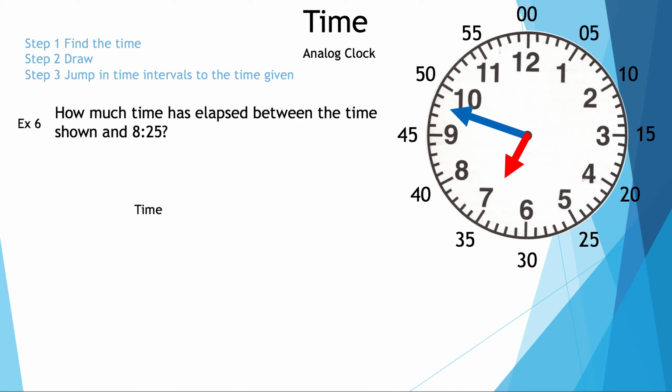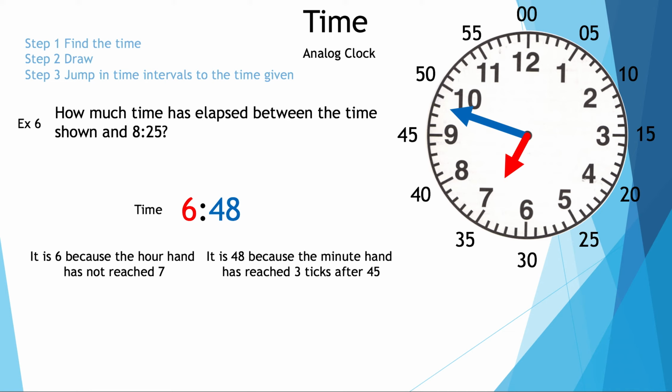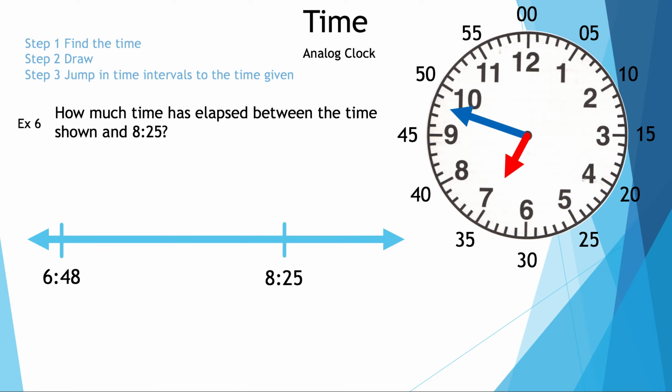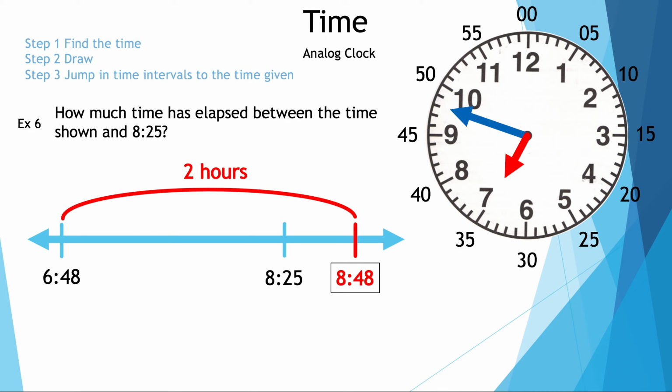Now example 2, another example like this one. How much time has elapsed between the time shown and 8:25? First of all, we need to find the time shown, 6 because it hasn't reached 7, and then 48 because it's 3 ticks after 45. Now once again, we're going to go past it. In this case, we're going to do 8:48 because we're going to add 2 hours to 6. And then finally, we're going to subtract the time. The next step is subtract 8:48 minus 8:25, which is 23 minutes.